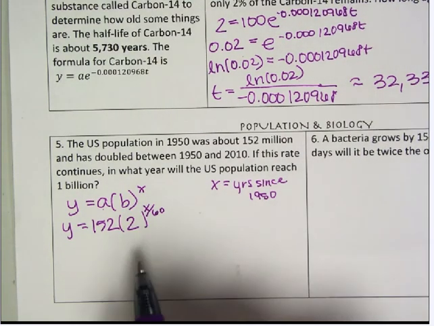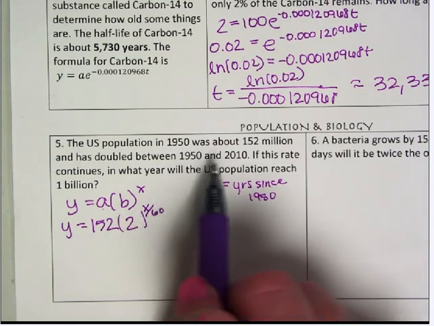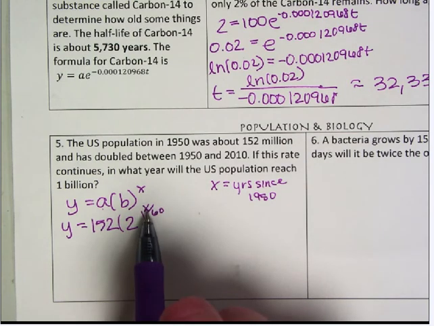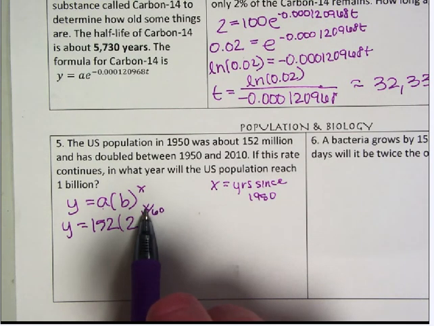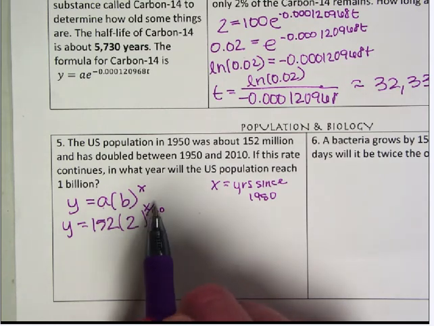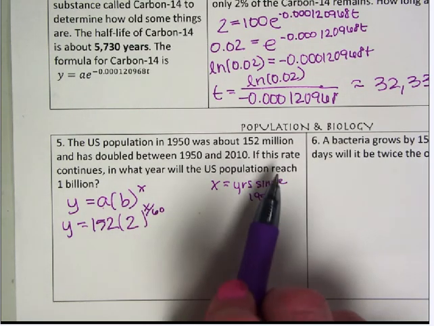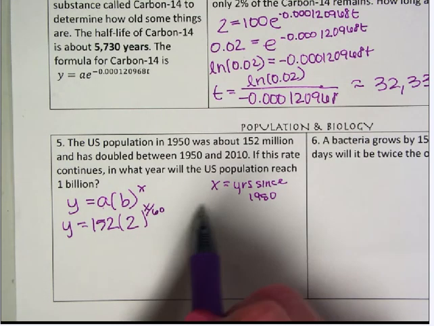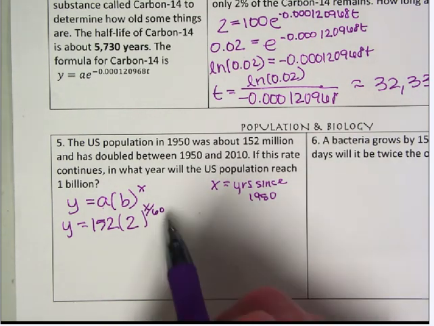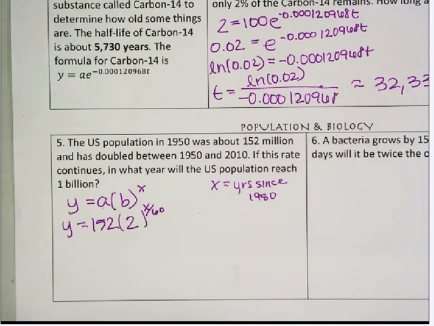Okay, so what I mean is, let's try this out. 2010 is 60 years from now. If we put in 60 here, 60 divided by 60 is 1. So 2 to the first is that we've doubled 1 time, and that's what the problem is telling us. So if you have a doubling time that's not like every minute or every day or every year, you just divide by how long it took you to double.